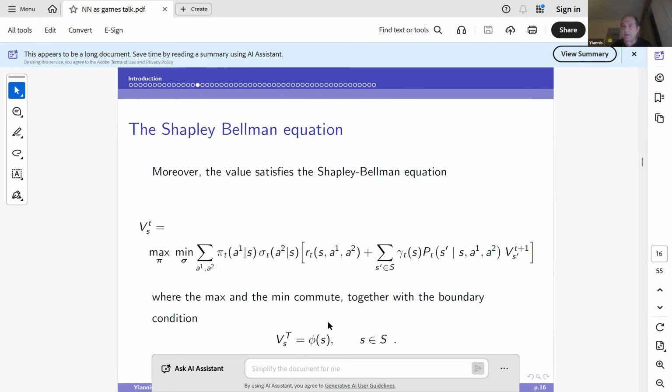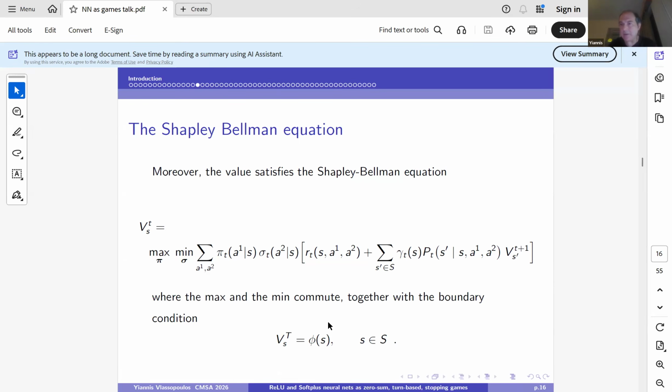So these are discrete versions of differential equations. There's the Hamilton-Jacobi-Bellman equation, and there's something called the Hamilton-Jacobi-Isaacs equation. These are the discrete versions of those.